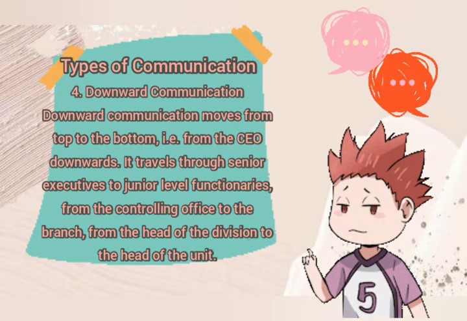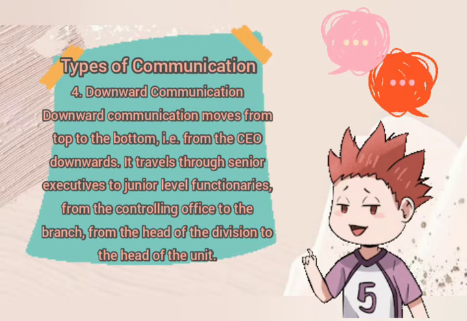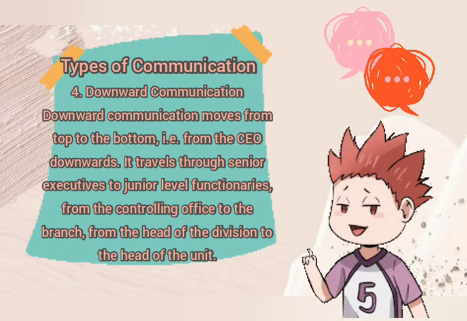Downward communication moves from the top to the bottom, from the CEO downwards. It travels through senior executives to junior level functionaries, from the controlling office to the branch, from the head of the division to the head of the unit. Corporate goals, business priorities, motivational letters, work related instructions, newsletters, and letters from the CEO or the general manager's desk are all typical examples of downward communication.